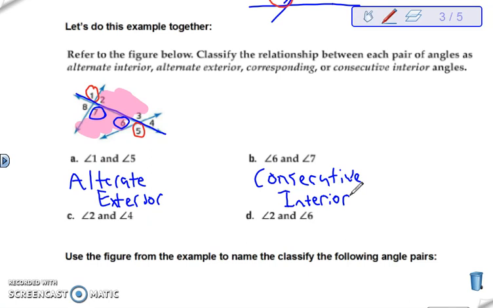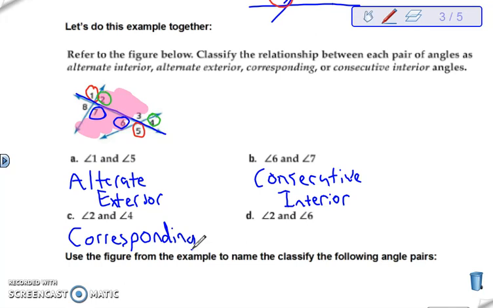So when I look at angles 2 and 4, they're both on the same side, but one's in the middle and one's on the outside. So I can't call it interior, I can't call it exterior. Because they're on the same side, I can call it corresponding. So again, this is the only one that I can use a single word to describe.